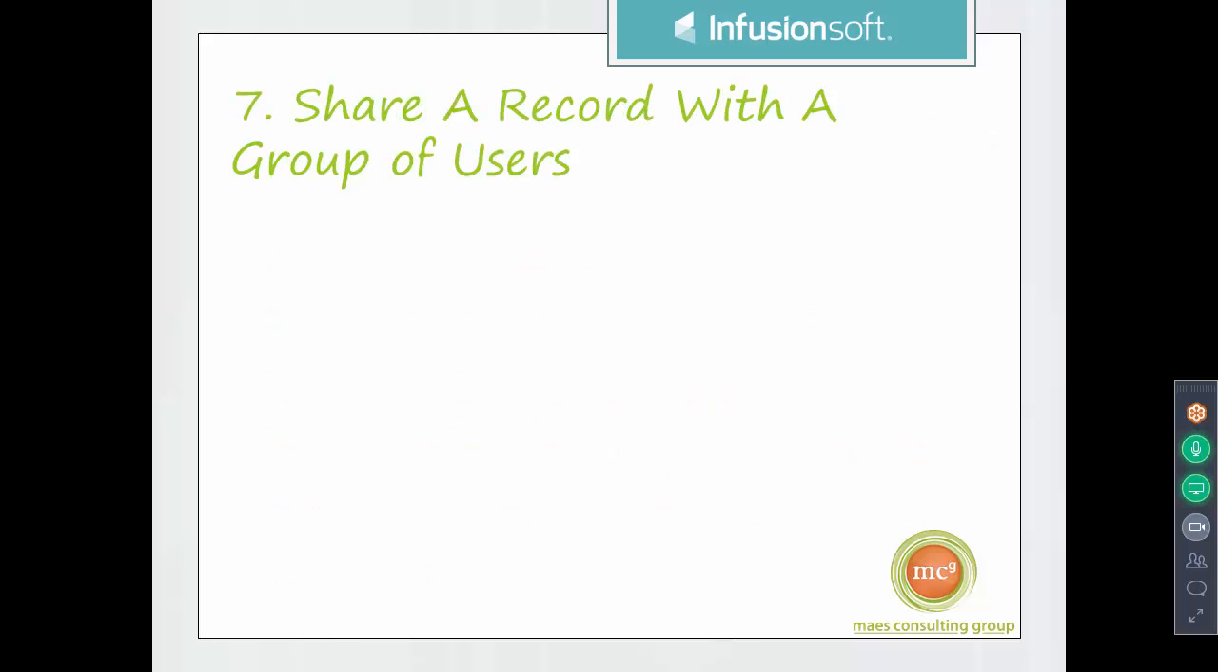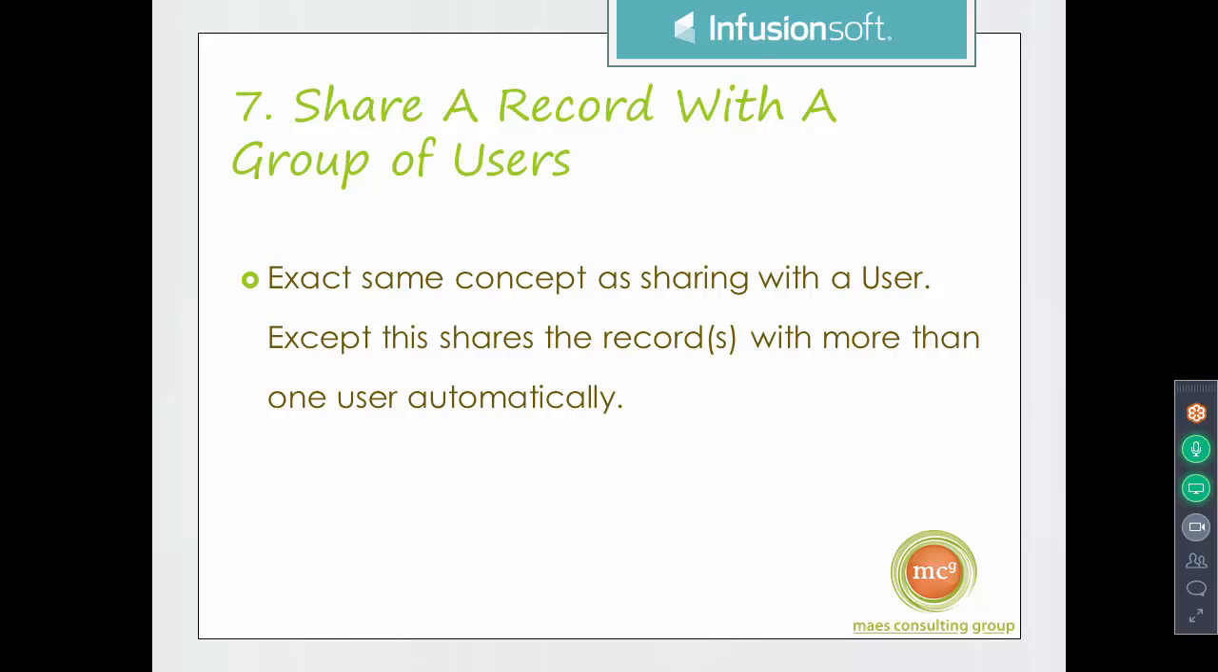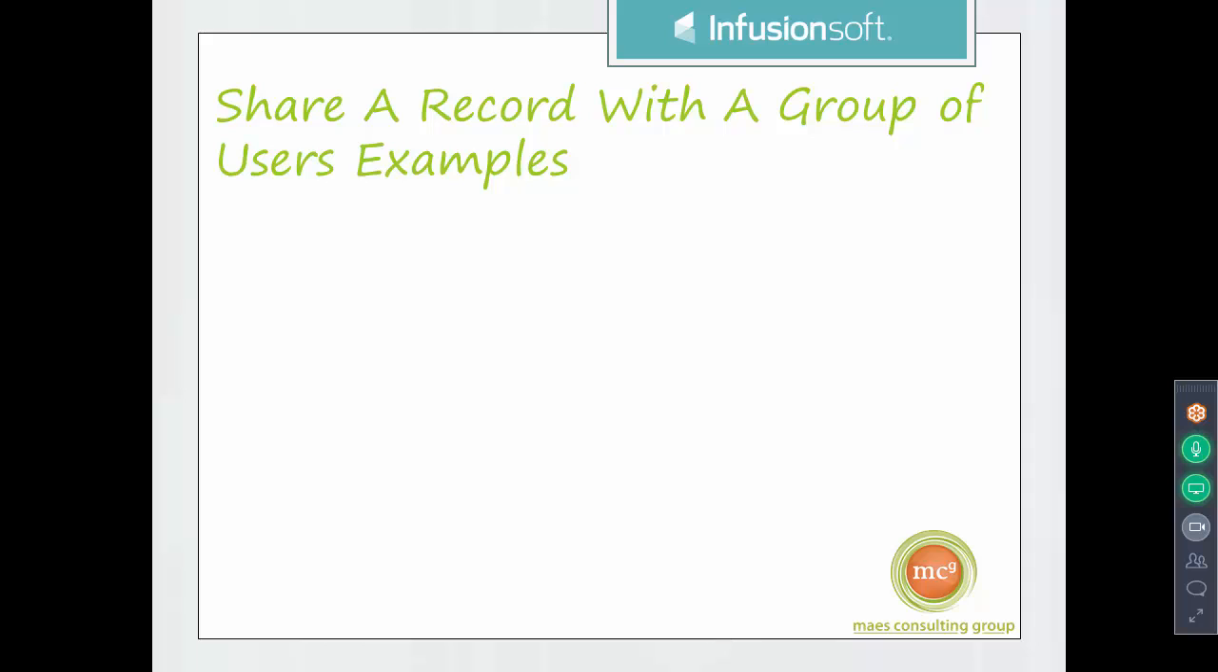Now, the next action set is very, very similar. It's the exact same concept as sharing a record with one user, except it's a group of users. So there's a little work you have to do up front, and it's that you have to get your users into groups. And once you do that, then you can decide what group gets access to this particular record or group of records. Anybody who has this action set run for them.